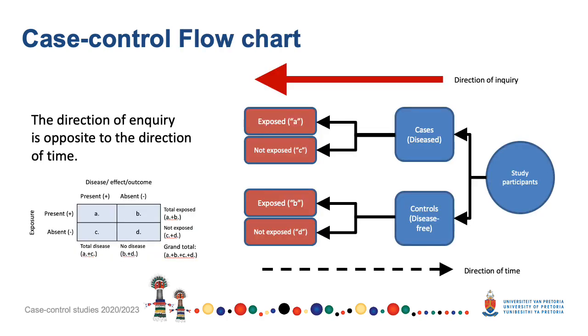Here we have a flow diagram illustrating the process of a case control study. There are two things that I'd like you to take special note of. The first is the origin of the numbers in the 2x2 table, which are labeled A, B, C, and D. See where they come from and make sure you understand why they come from those places. Secondly, notice that the direction of inquiry goes from right to left, but the direction of time goes from left to right, so they're in opposite directions.